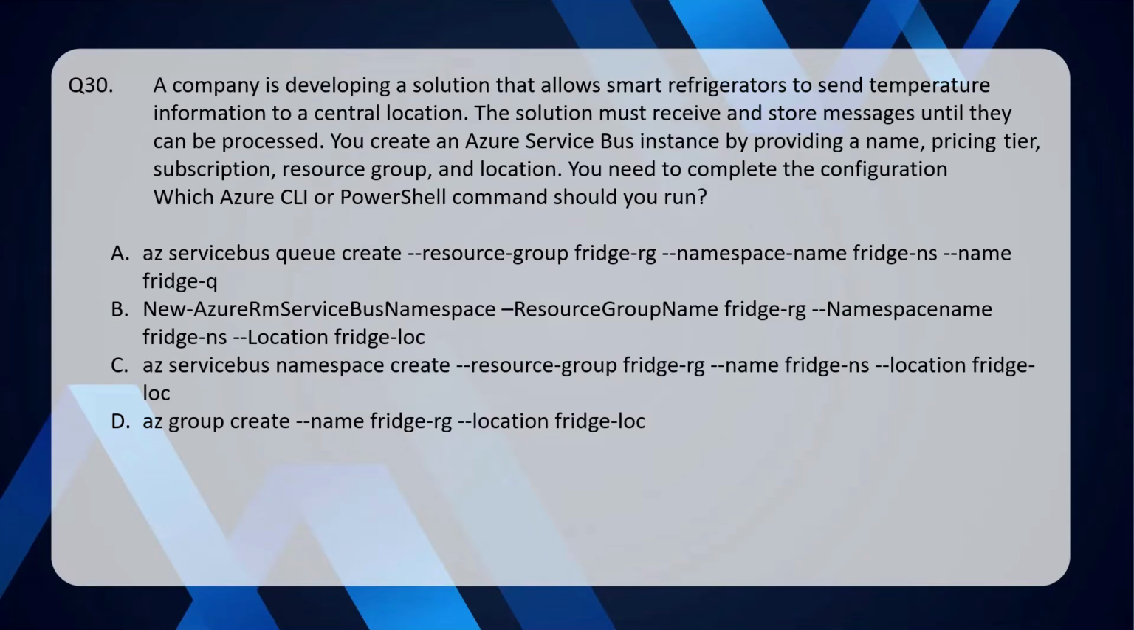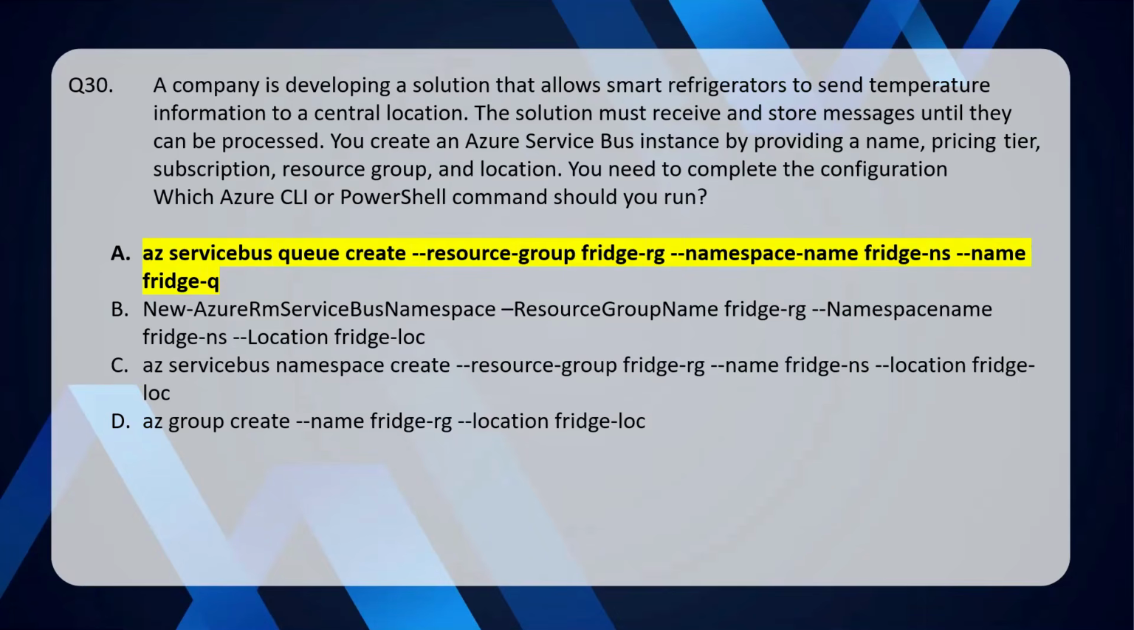Now, friends, you will need to use the command in option A to create a queue in an existing service bus namespace, which is what we need here. The queue will store incoming messages from the smart refrigerators. Now, option B uses an AzureRM command, which is already deprecated. Option C creates a namespace, which already exists as per the question statement. And option D creates a resource group, which is irrelevant here.